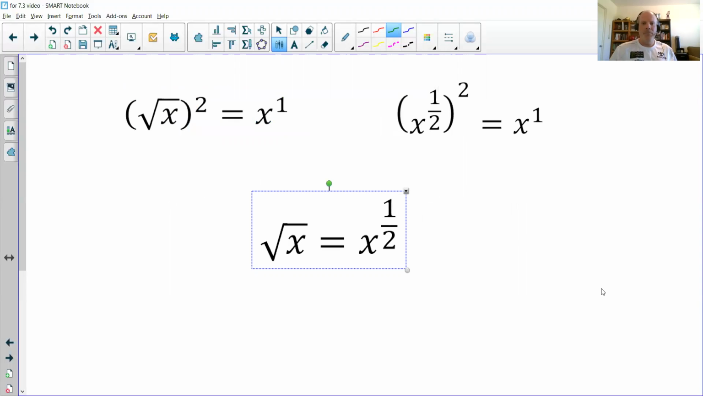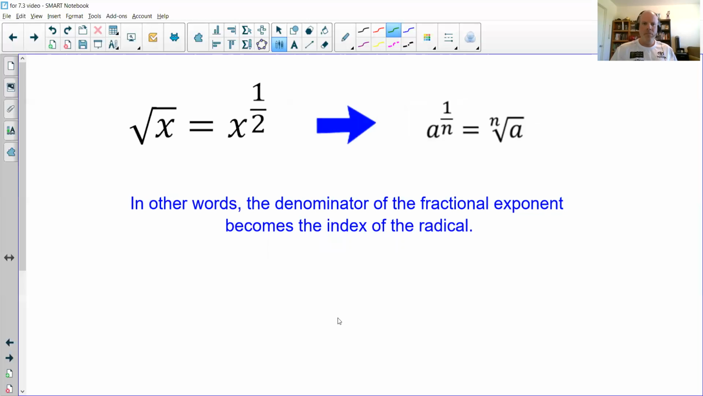So what does this mean? Well, if x to the 1 is the same as square root of x squared, and x to the 1 is also the same as x to the 1/2 squared, then it stands to reason that x to the 1/2 is the same as square root of x. Or in other words, if we have a fractional exponent, the denominator becomes the index of the radical.